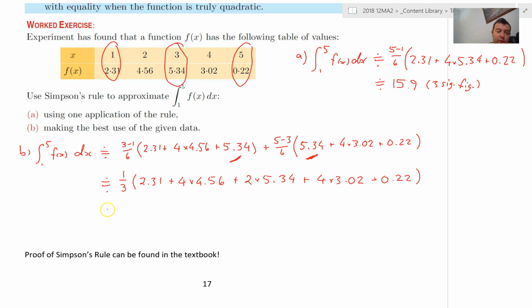If we evaluate that, we'll get a slightly more accurate answer this time, which should be 14.51. Okay, mess around with that, see how you go.